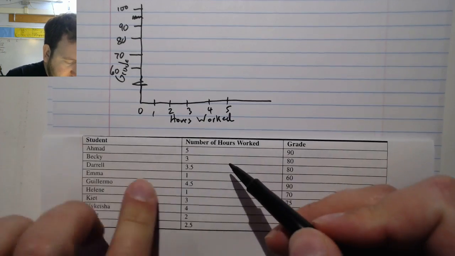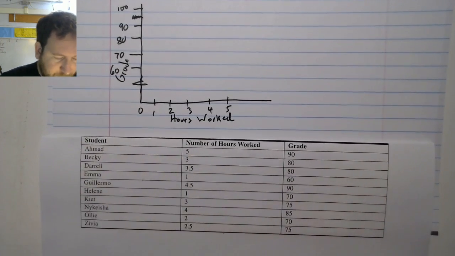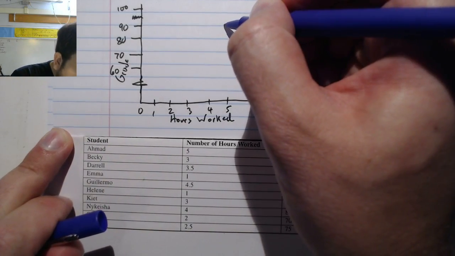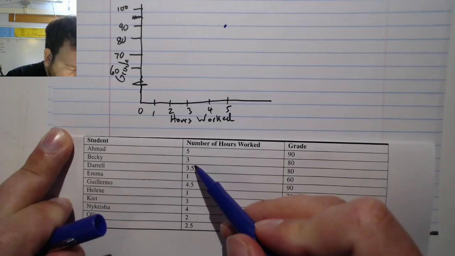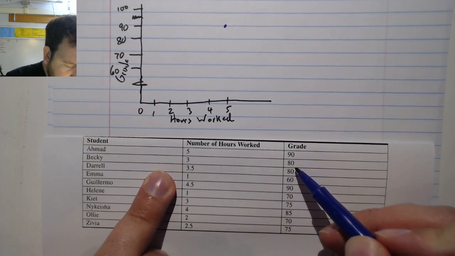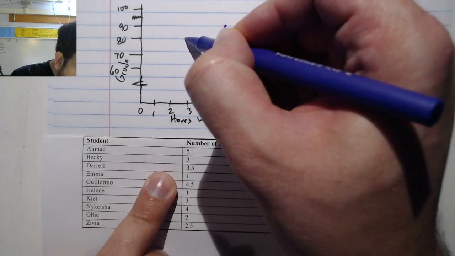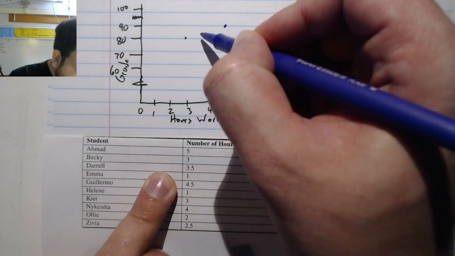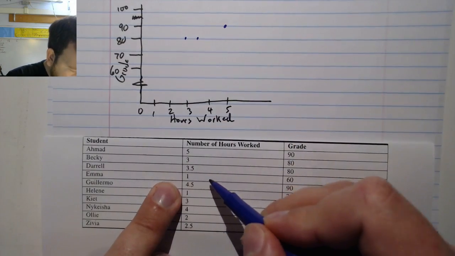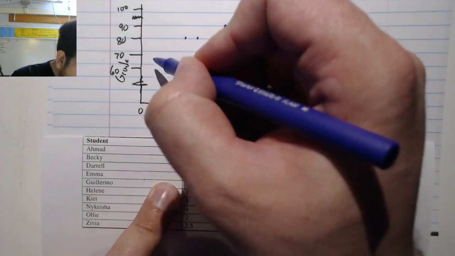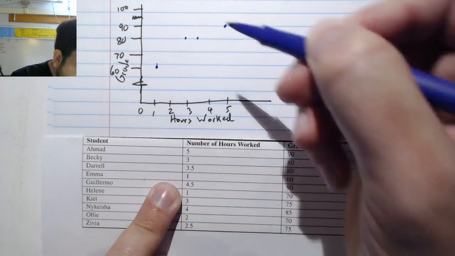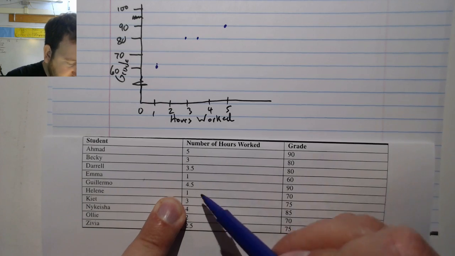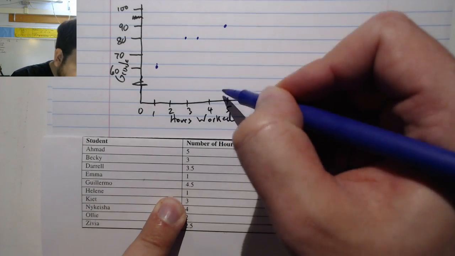Okay, we have Ahmed. He did 5 hours and he got a 90. I'm going to do these in a different color. Becky worked 3 hours and she got an 80. Daryl worked 3.5 hours, got an 80. Emma worked 1 hour, got a 60. Oops, about there. Guillermo worked 4.5 hours, got a 90.